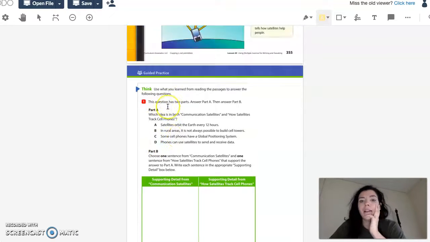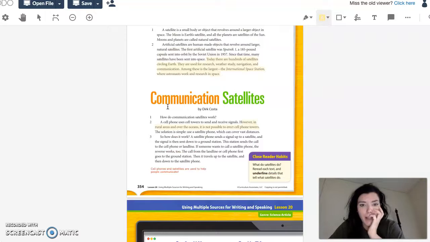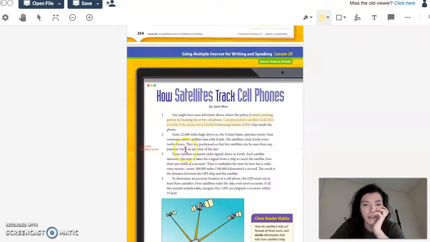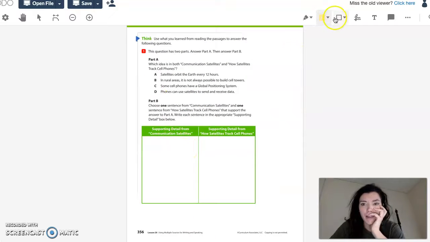See, some cell phones have a global positioning system. Now, I know that that was used in this one because we highlighted it right here, the GPS, but it didn't talk about it in this one. So that one's not going to be our answer. So we can conclude that D is our correct answer. Phones can use satellites to send and receive data.